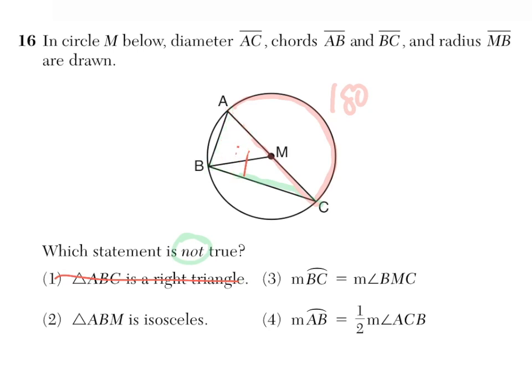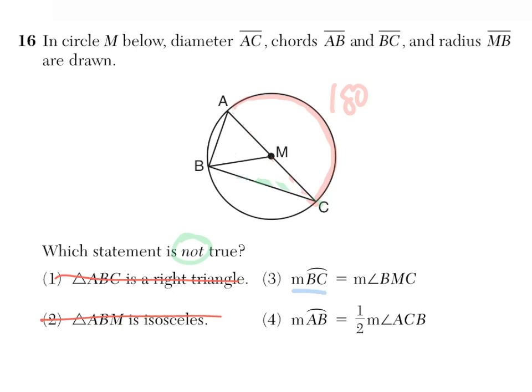What about option number 2? So it says ABM is isosceles. Let's take a look at this a little bit further. I notice a few things. An isosceles triangle has to have 2 sides that are congruent. And I know that AM and BM are congruent because they're both the radius, right? So what does that mean? That it is isosceles. We can eliminate option 2 as a possibility because that is true.